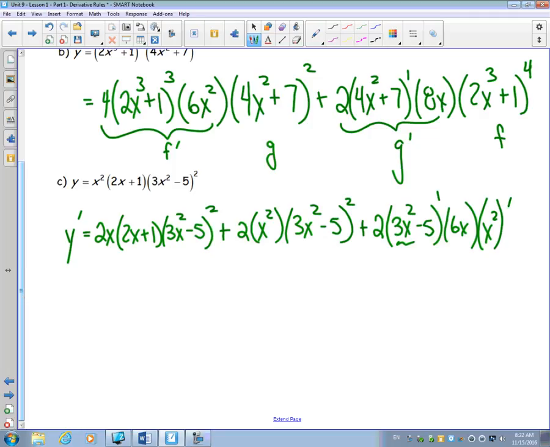So we have an x squared and a 2x plus 1. I said we didn't want to simplify these ones. We're going to leave them just the way they are. We'll learn how to simplify them a little bit more 2 lessons from now.